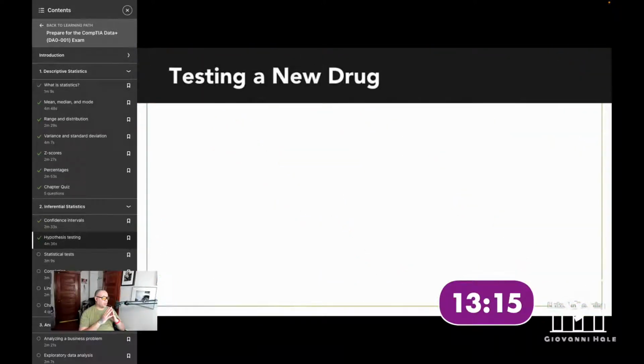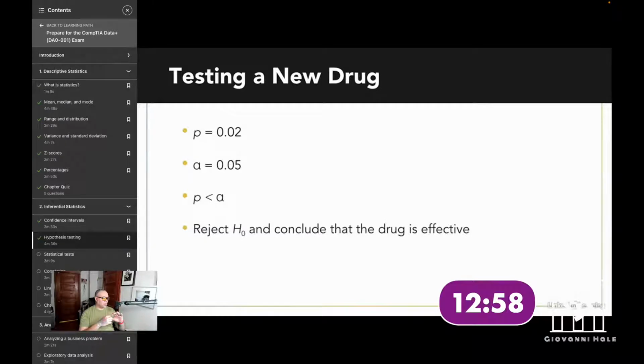So back to our drug testing example. Let's say that we run our statistical test and we determine that the p-value from our test is 0.02. In that case, the p-value of 0.02 is less than our alpha significance level of 0.05, so we can reject the null hypothesis and conclude that the drug is effective.